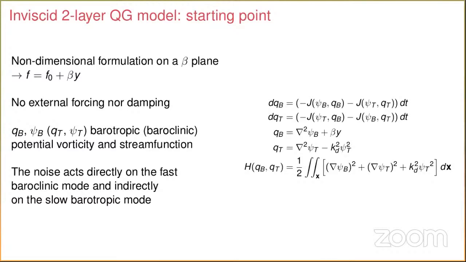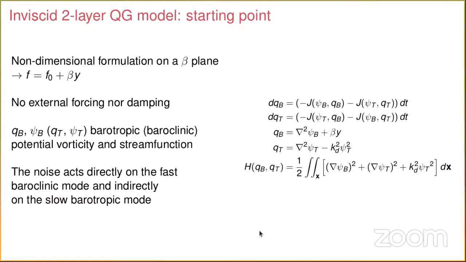It is formulated in terms of potential vorticity and stream function, potential vorticity represented by the letter Q, stream function by the Greek letter psi, and the two layers are the barotropic and baroclinic modes, represented by the subscripts B and T respectively. So here on the right-hand side you see the deterministic equation for motion that we start with. Here is the evolution equation for the potential vorticity. These are the relations between potential vorticity and stream function. And here is the equation for the total energy of the system.